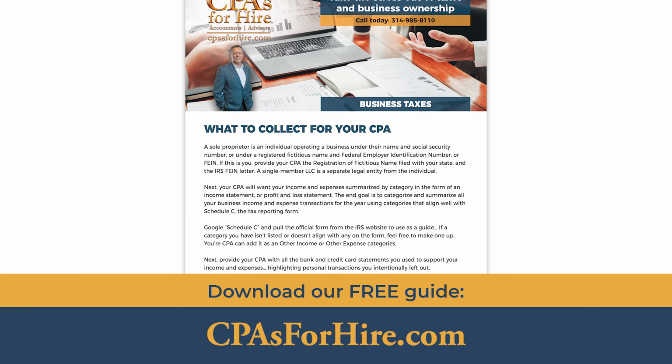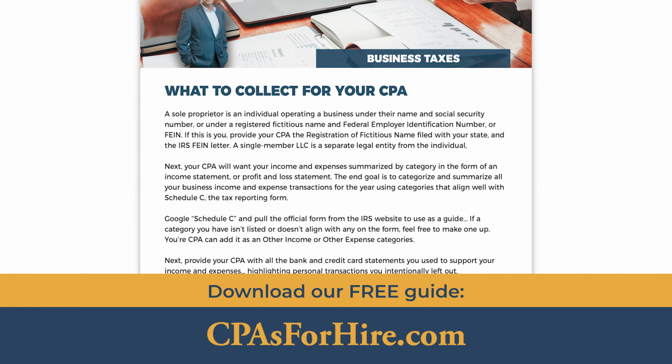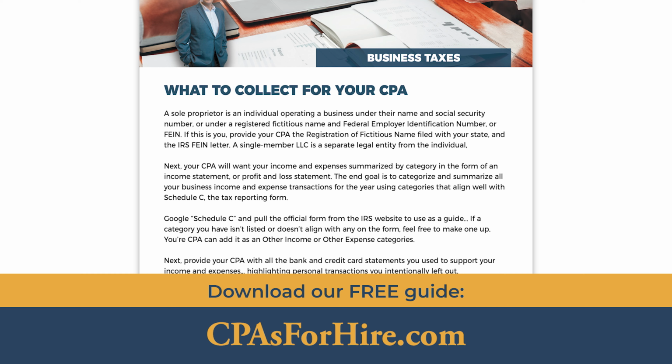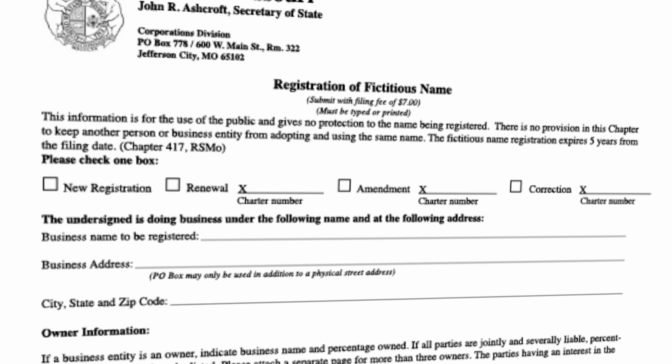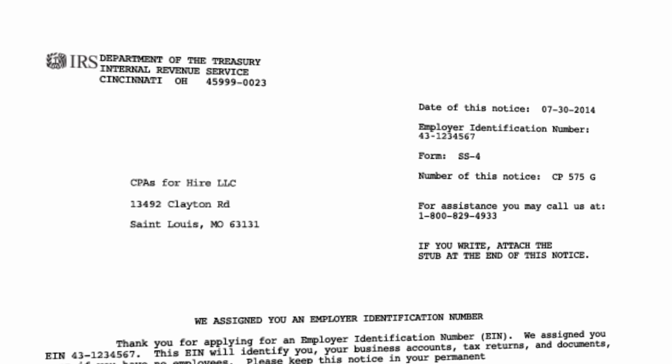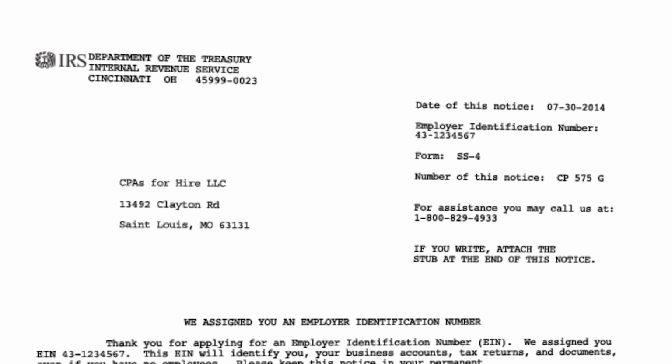As a CPA, we have a list of things we want our sole proprietors and single member LLC clients to provide us in order to prepare their Schedule C to be attached to their personal return. Let's first talk about the difference between a sole proprietor and a single member LLC. A sole proprietor is an individual operating a business under their name and social security number, or under a registered fictitious name and federal employer identification number, or FEIN. If this is you, provide the CPA the registration of fictitious name filed with your state and the IRS FEIN letter. We like to have all our official papers for our records.